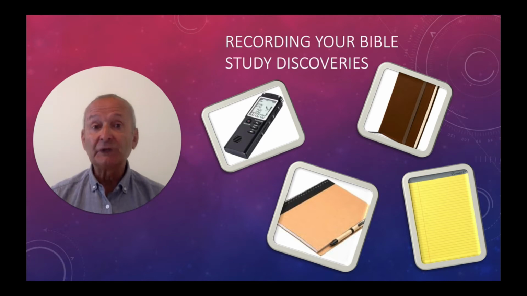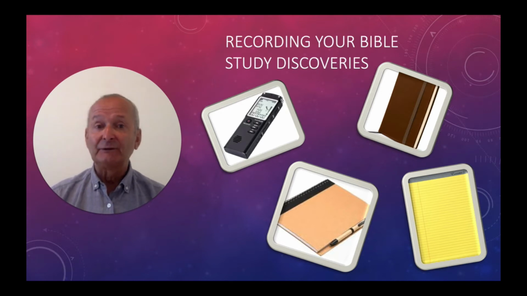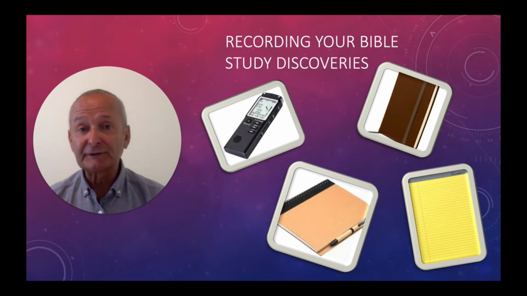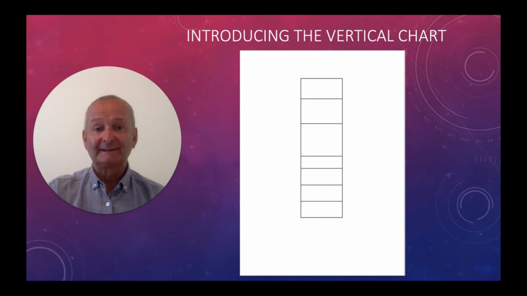You could use a journal, you could use a notepad, you could even use the famous yellow pad. You could record things on the dictaphone. You could, well, I'm sure you could imagine other ways as well. In the method we use in the SBS, we use what we call the vertical chart. There we are, that's what it is.